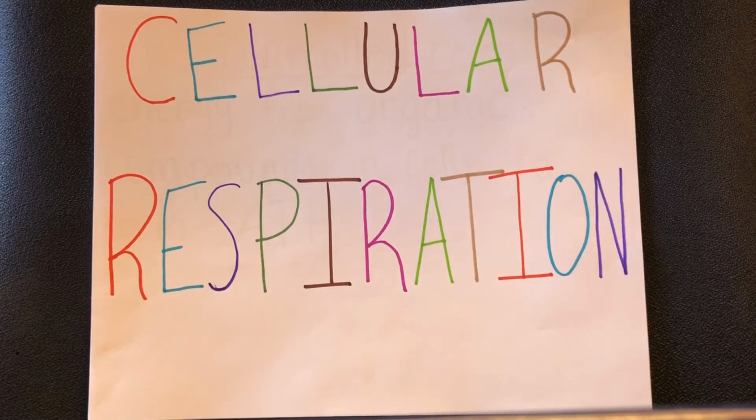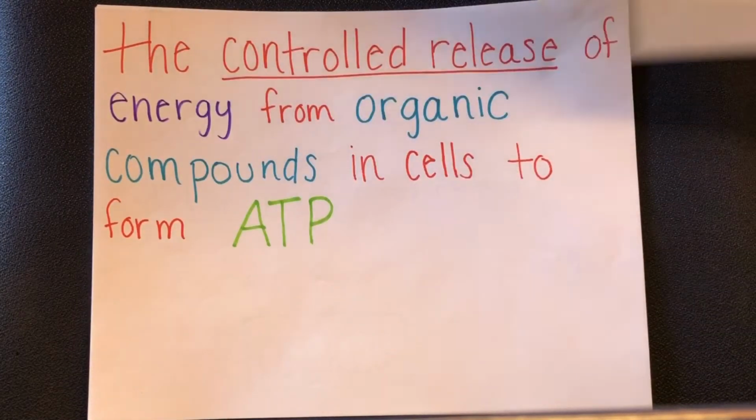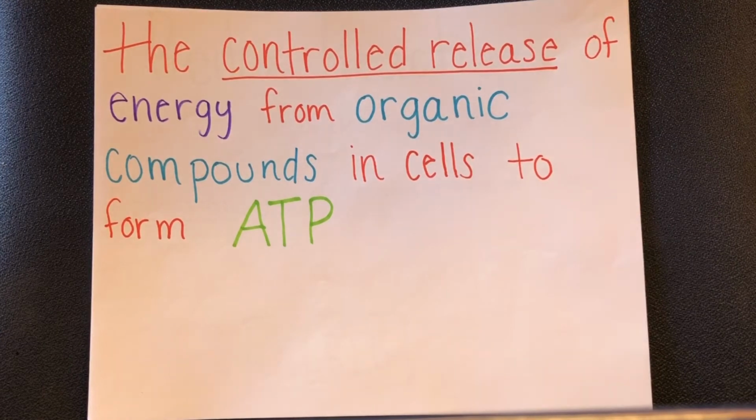Cellular respiration is defined as the controlled release of energy from organic compounds in cells to form ATP. The goal of cell respiration is to make ATP.